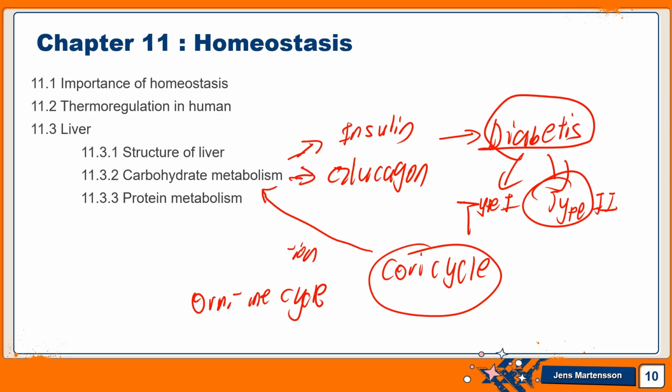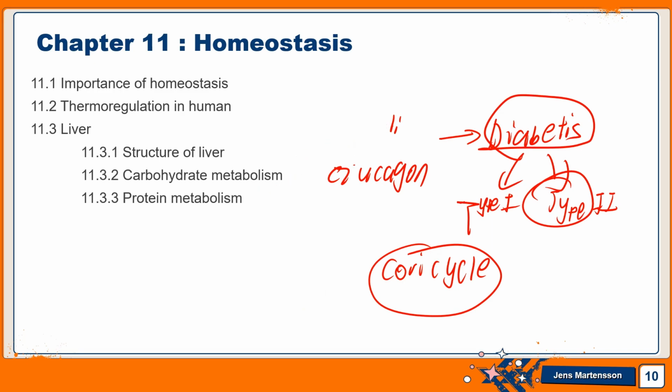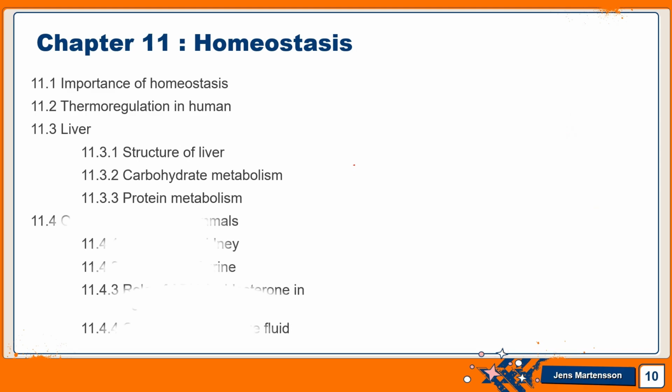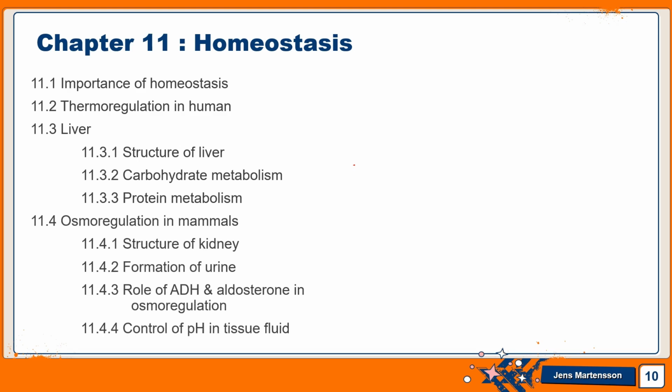Okay, so this is all for the function of the liver. There are only two functions, carbohydrate metabolism and protein metabolism. Although only two, there are many things you have to memorize. And another, the most important in this chapter, is osmotic regulation in mammals.